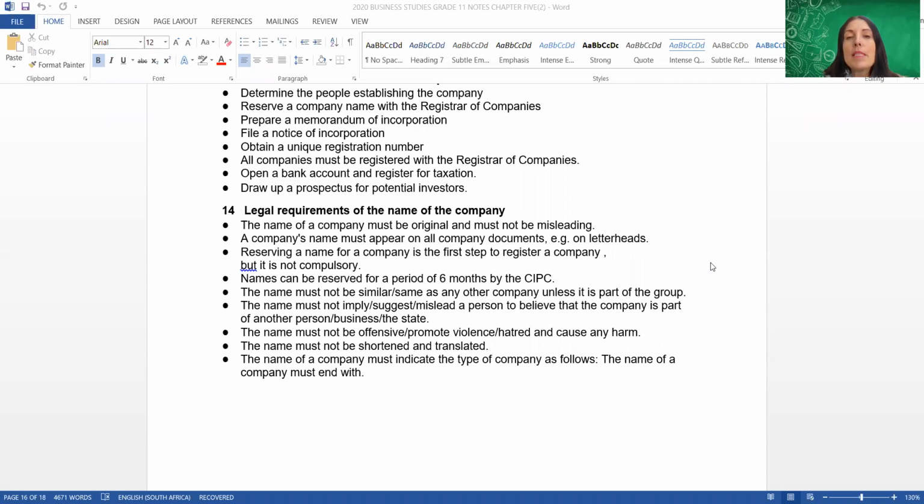Then the company's name must appear on all the company documents, for example letterheads. It's obviously to identify the business.